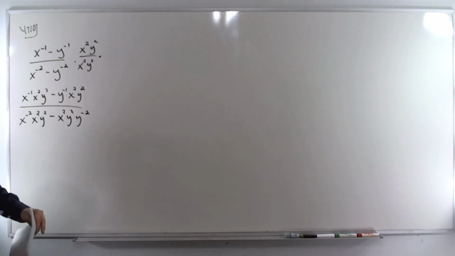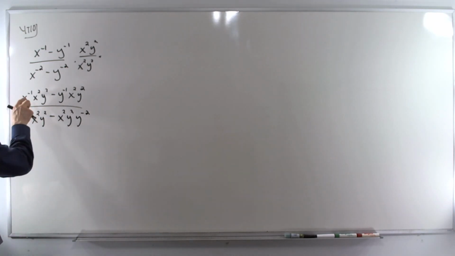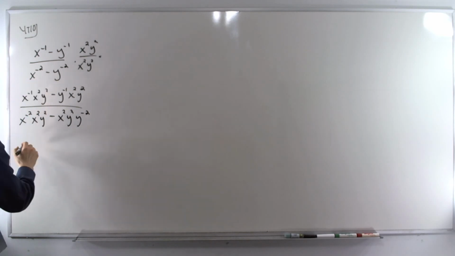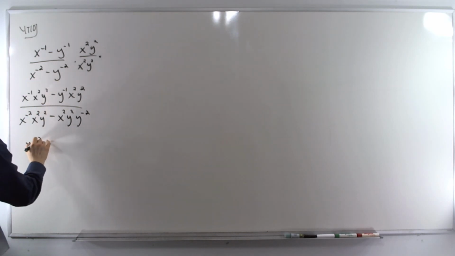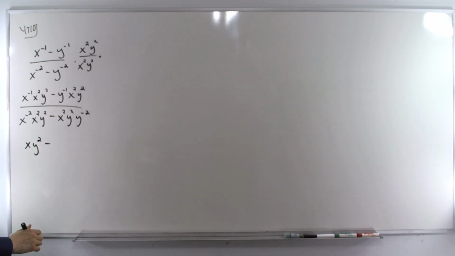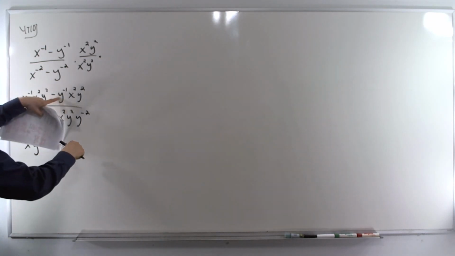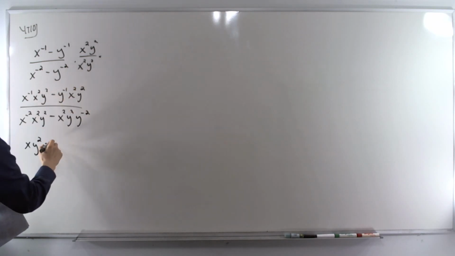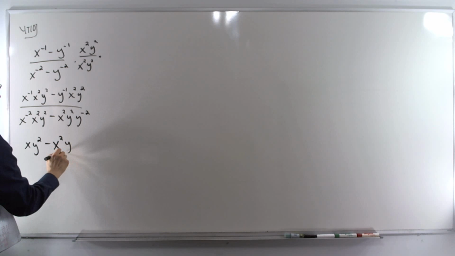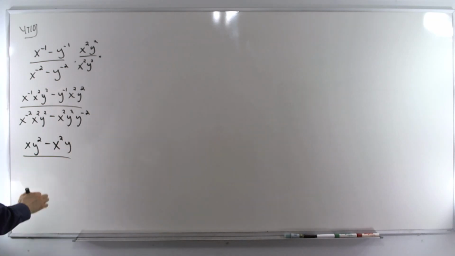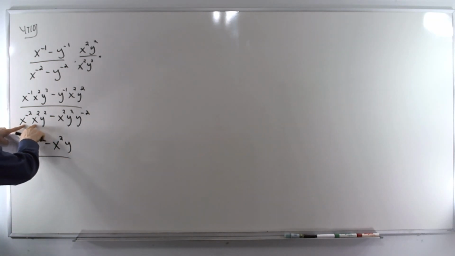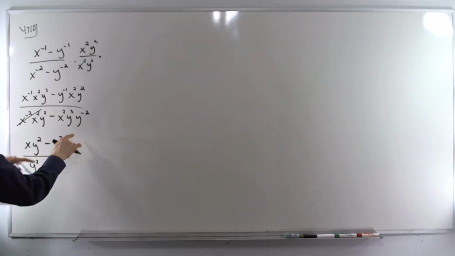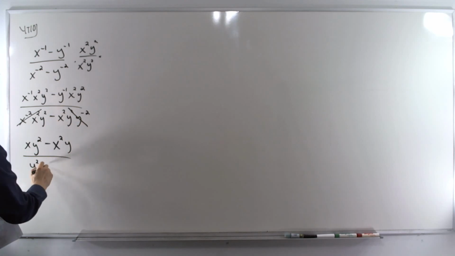Now we can use properties of exponents to combine things together. Here we have two x bases. Negative 1 plus 2 is 1, so we get x to the first power times y squared. And then over here, we've got y to the negative 1 and y squared. Add those together, we get y to the first power. So that gives us x squared y. Now here, x to the negative 2 times x squared, those cancel, leaving y squared. And over here, the y's cancel, leaving x squared.